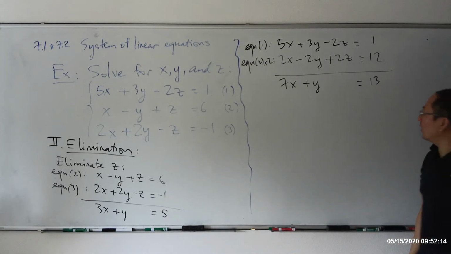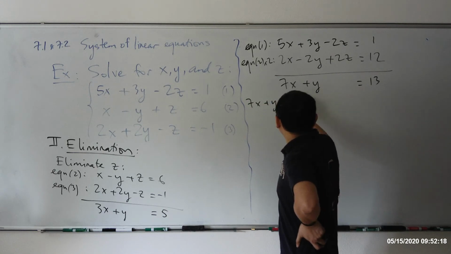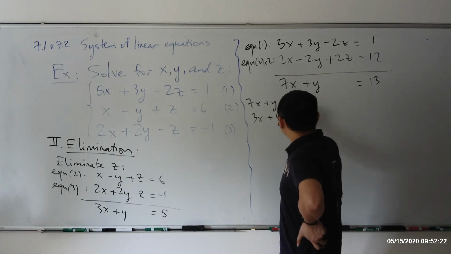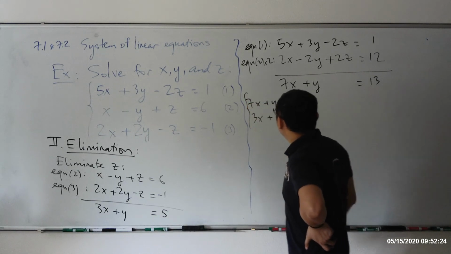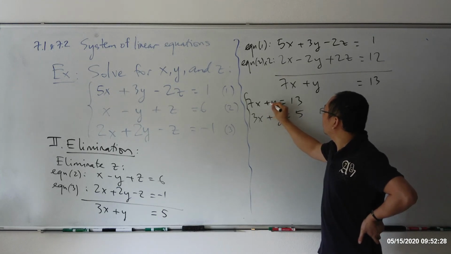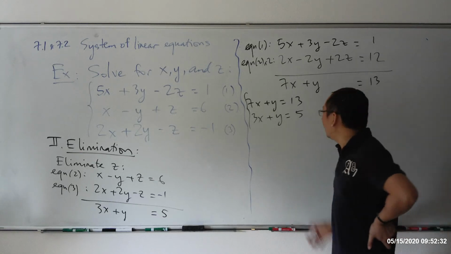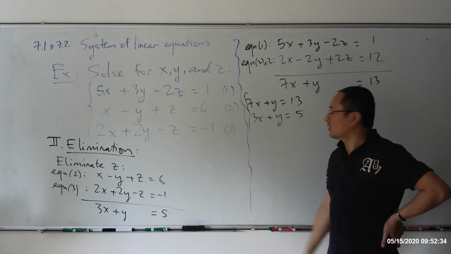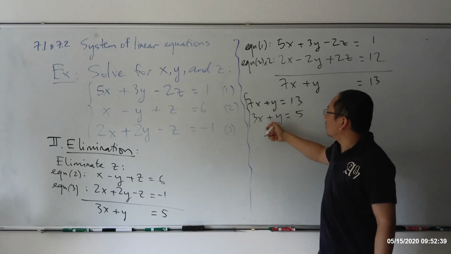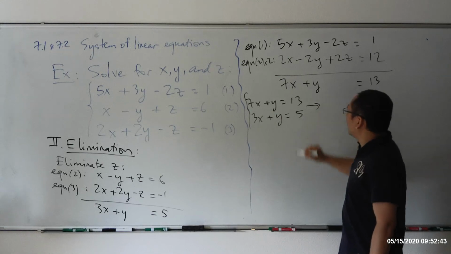Alright, so I have a new system: 7x plus y equal to 13, and 3x plus y equal to 5. I see that we have a much simpler system of linear equations, only 2 variables with 2 unknowns. And of course in here I'm going to do elimination again. I see y, so I'll just eliminate the y. You can think of it this way. Use the first equation, subtract the second equation, and you can solve. Be consistent with what the book writes.